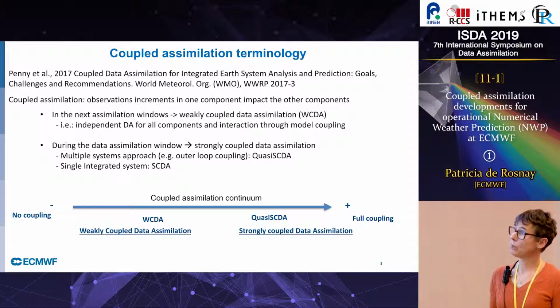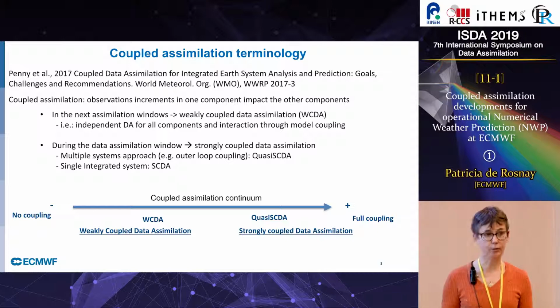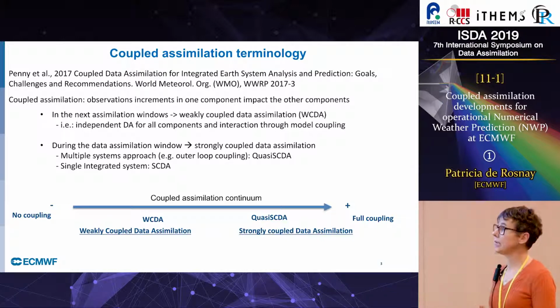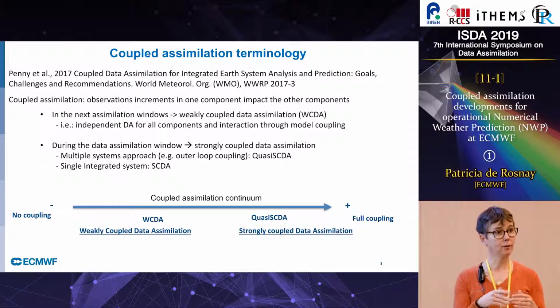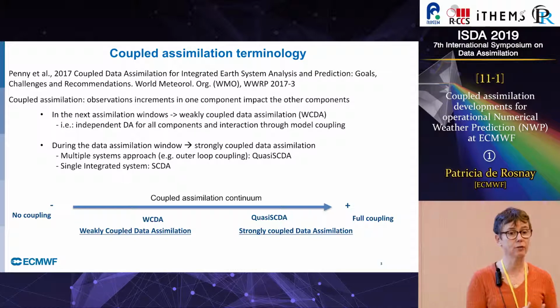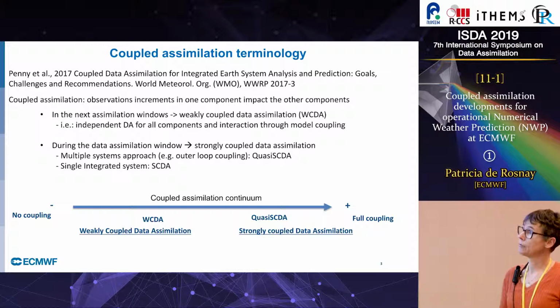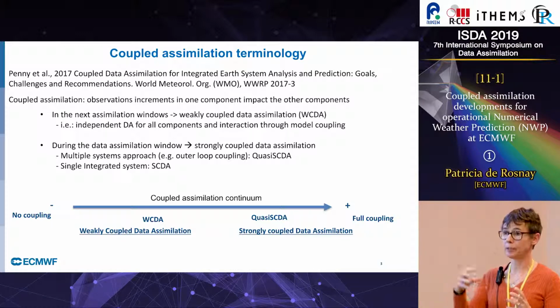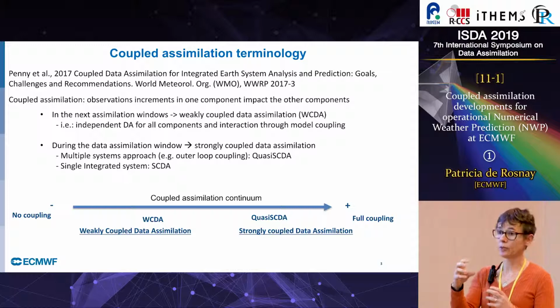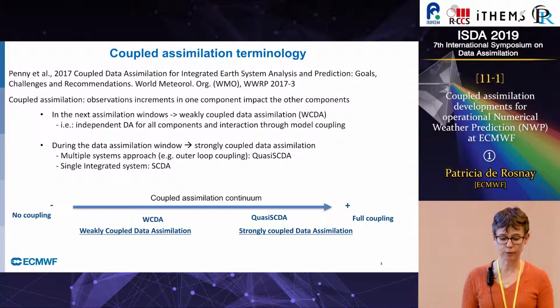And in this white paper, we defined coupled assimilation as the case when we have observation increments in one component impacting the other components. And this can be either at a later stage, meaning in the next data assimilation window. And then we talk about weakly coupled assimilation. It is the case, for example, when we have independent data assimilation system components running, and they interact through the short forecast. So it's one example of weakly coupled assimilation.